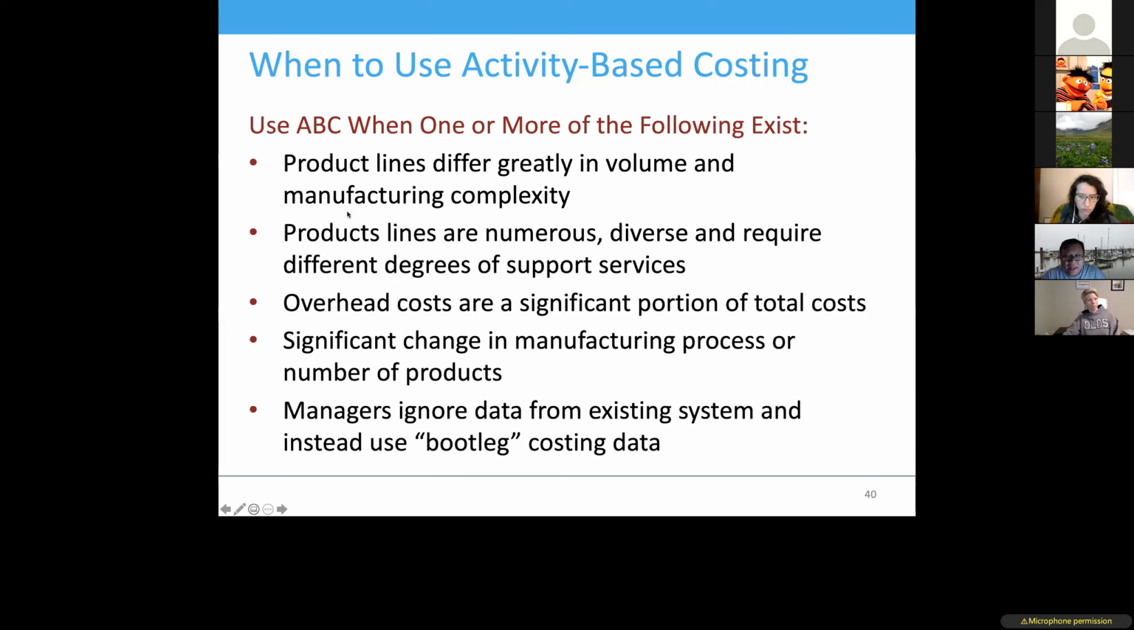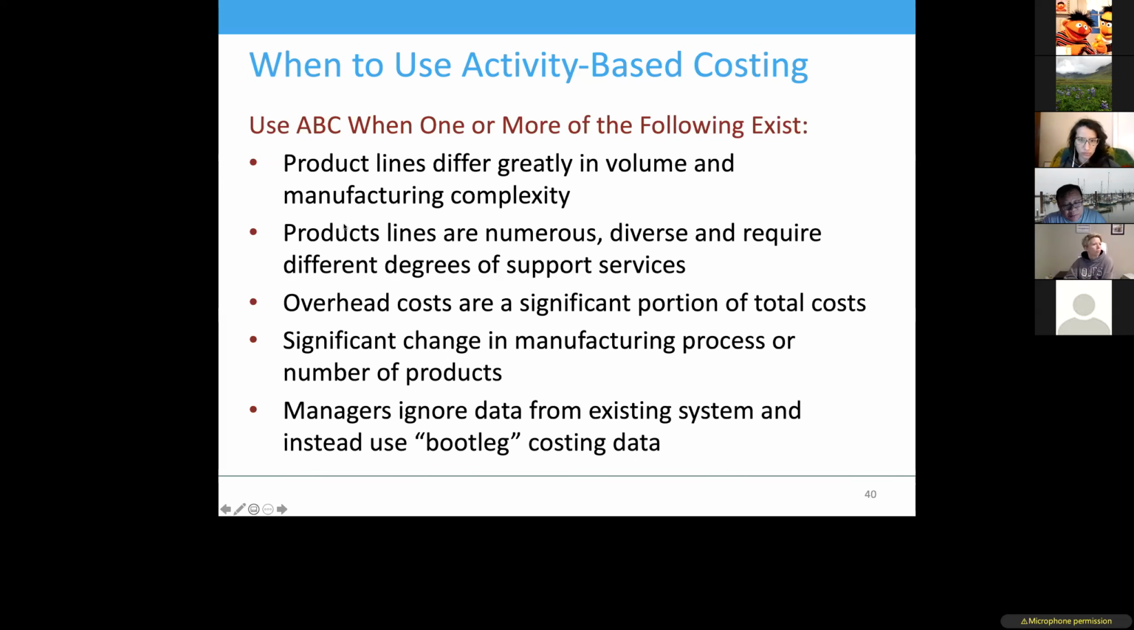So basically, if there's an operation with lots of different products, and if the overhead cost is significant relative to the total cost, that's the case where you need to go with ABC. The benefit will be justified. Even though there are some upfront costs, maybe you gain the benefit.